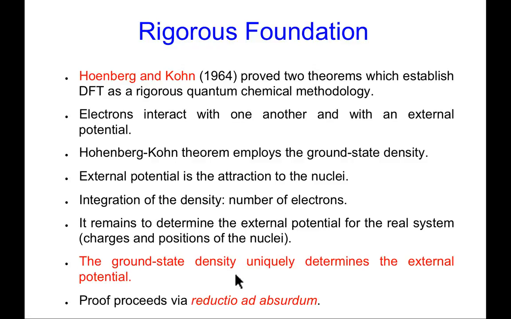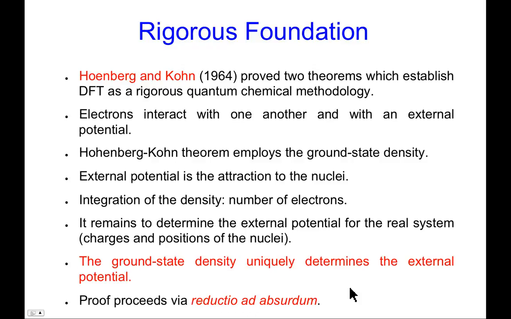And remember that once we know the nuclear positions, there is an exact wave function associated with those nuclei, that number of electrons at those positions. And so if we can prove that a given density uniquely determines an external potential, then we know that there's a mapping relationship between a density and a wave function. So we can map the exact wave function and the exact density.